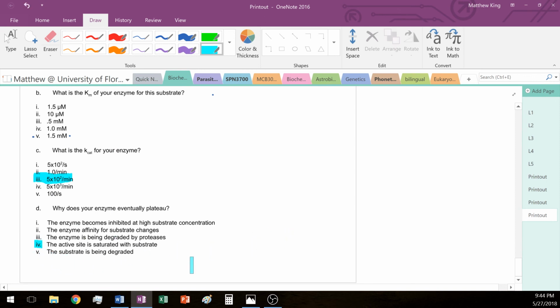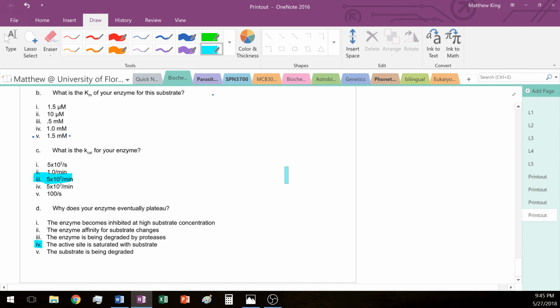And 5 saying the substrate is being degraded, that would mean there would have to be a protease in there. And as we saw, there are no proteases in there, you can read the problem again, so there's no way it can be being degraded. Well, proteases degrade the enzyme, but you know what I mean. The substrate being degraded by something else, like a bacteria eating away at it, it's not present in our test tube. So we are all done.